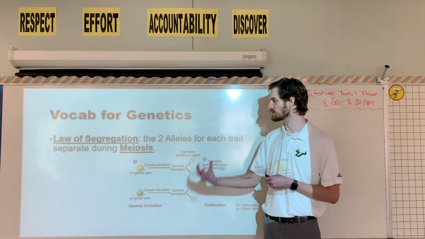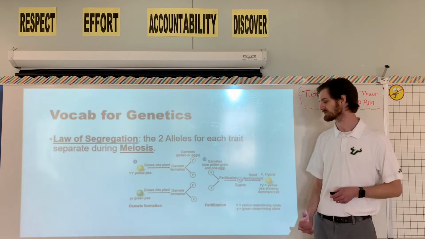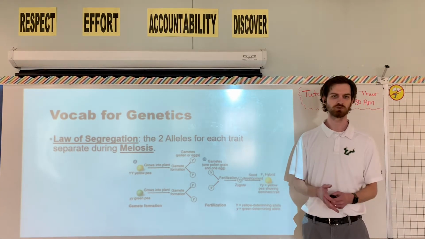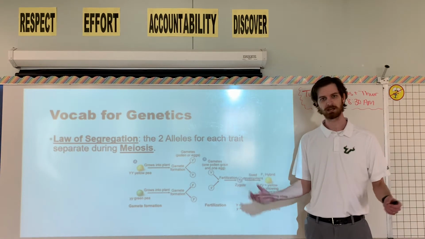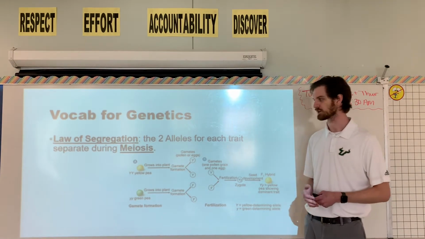When we generate our sperm and egg cells, our gamete cells, during meiosis, we actually divide up the two alleles within the genotype to separate them out, and that gives us some genetic variation overall, some variety within our species.